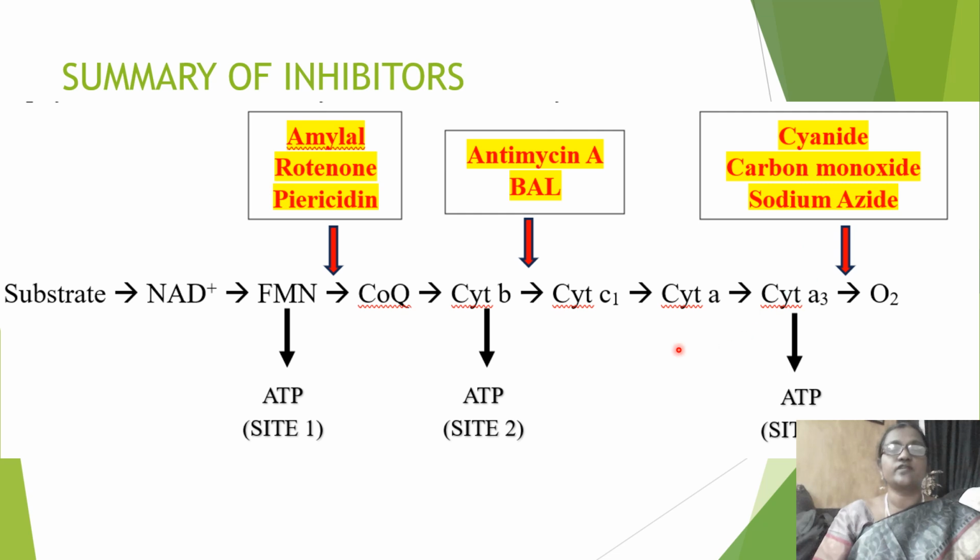So this is the summary of inhibitors. We have three sites for inhibitors of the electron transport chain. First site is between NADH and coenzyme Q, next between cytochrome b and c1, and the last one, cytochrome oxidase. Here you have amytal, rotenone and piericidin, while at site 2 you have antimycin A and BAL. Lastly, you have cyanide, carbon monoxide and sodium azide inhibiting cytochrome oxidase, the last step. All these are the inhibitors of electron transport chain.